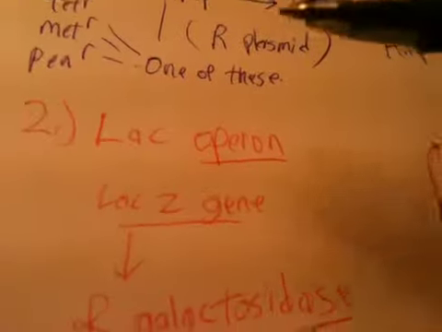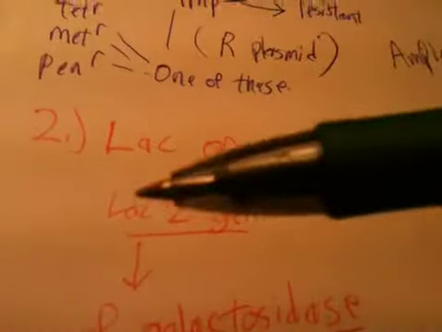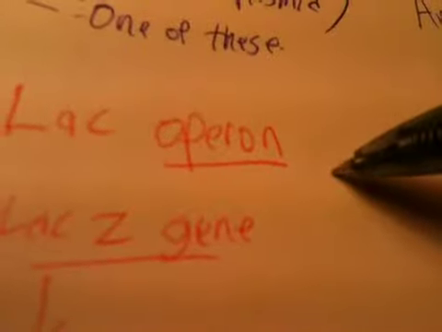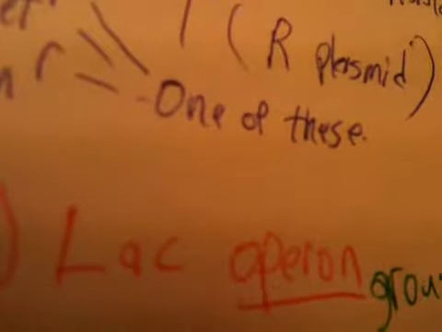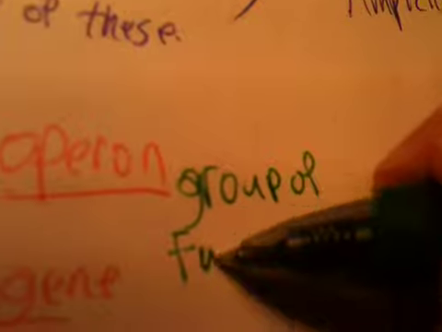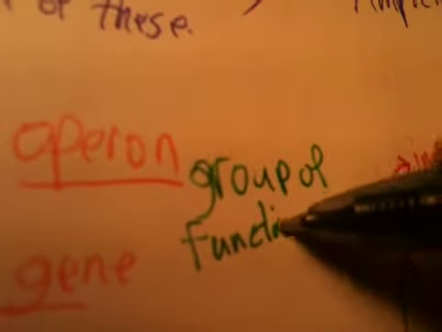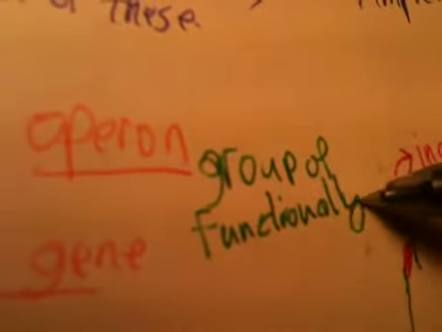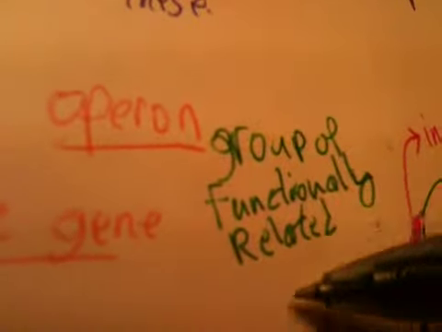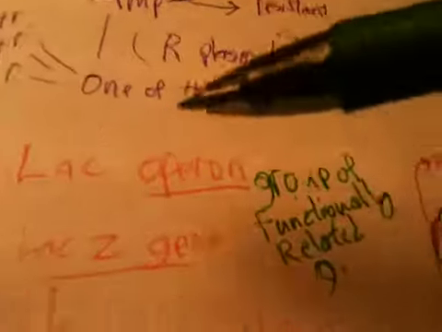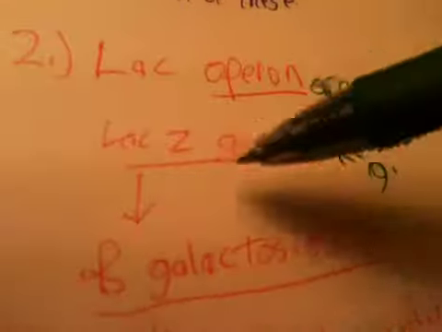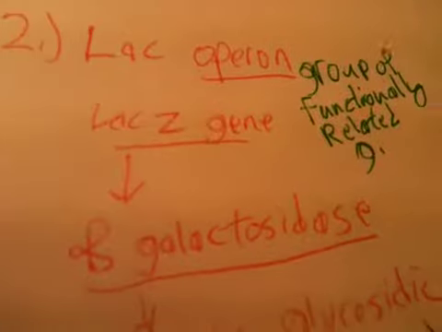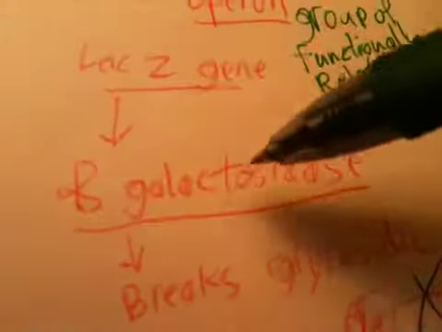Prior to some technical difficulties, we had been talking about the lac operon, and I wanted to point out that an operon is just a group of functionally related genes. And so a part of this is the LAC-Z gene, and this codes for an enzyme called beta-galactosidase.